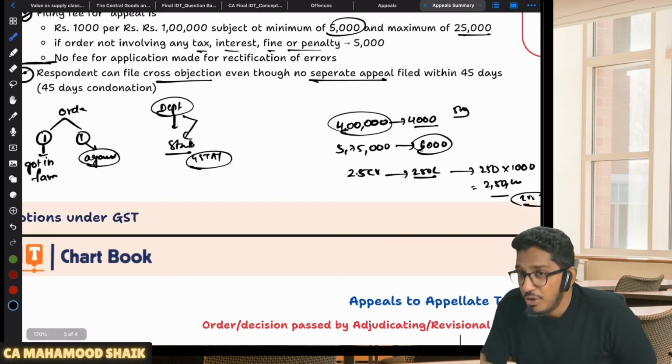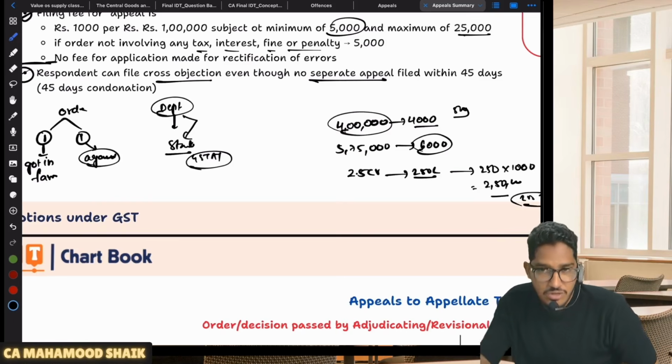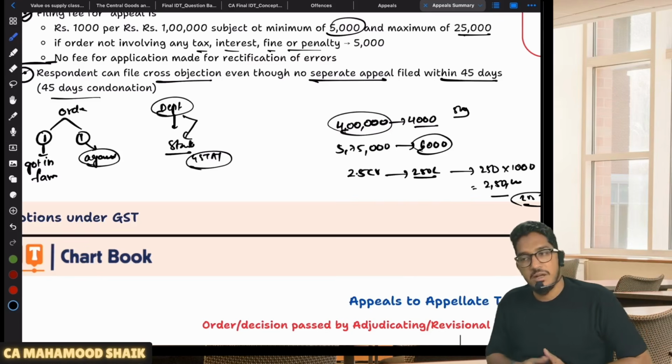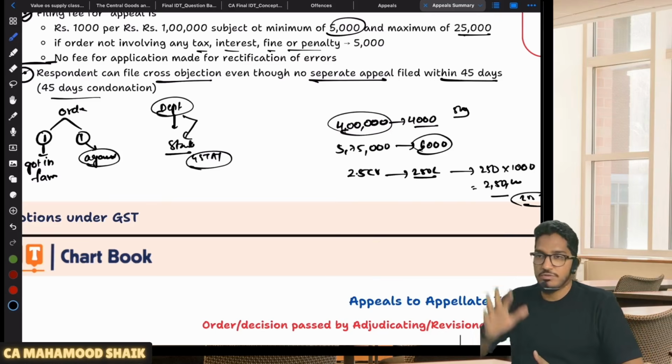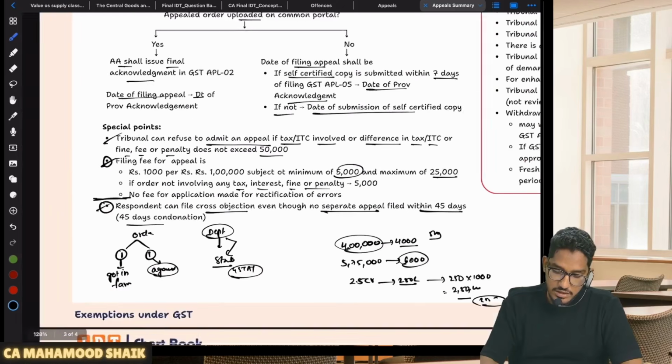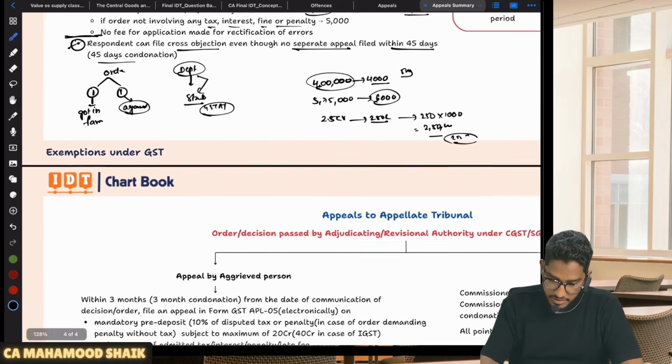Sir, for that matter, I am not filing an appeal, sir. No worries. The department started the appeal. You also say your points, whatever you wanted to object to. Within 45 days, you are required to do it. However, a 45-day condonation of delay is permitted. It is an advantage for the respondent. If you want, you file a memorandum of cross objection also. Clear? So this is regarding appeals to the Appellate Tribunal.